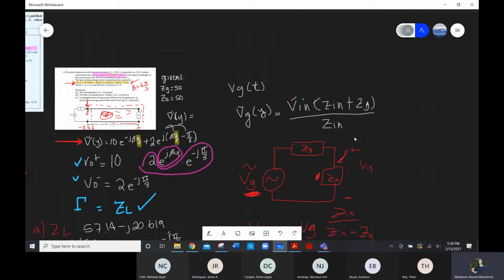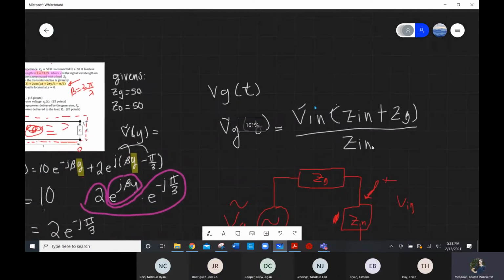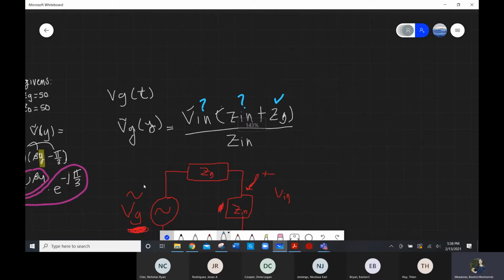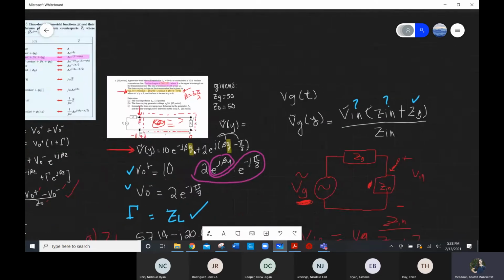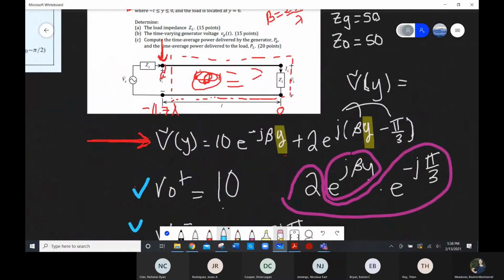All right, so based on this equation, this is part B. We need to find this VG. What we know is CG, that was given to us. We don't know what Zin is, and we don't know what Vin is, okay? But how do we find Vin? And Jonas, you were telling me that earlier.